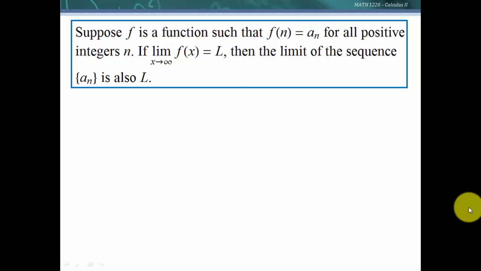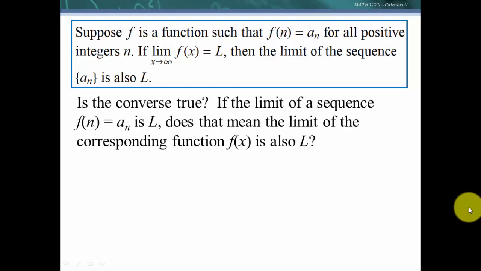Now, since we have this statement, is the converse true? So if we turn it around, is it true? If the limit of a sequence is L, does that mean the limit of a corresponding function is also L? We have to be careful when we have these theorems about turning them around. Sometimes it may be true, often it is not. Here is an example. Here is a sequence, cosine of 2 pi n. If we let n be 1, we have the cosine of 2 pi, which is 1. If we let n be 2, we have the cosine of 4 pi, which is 1.